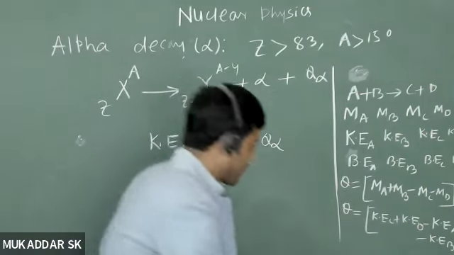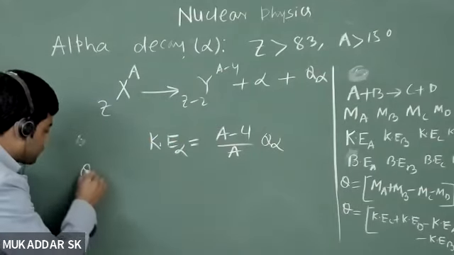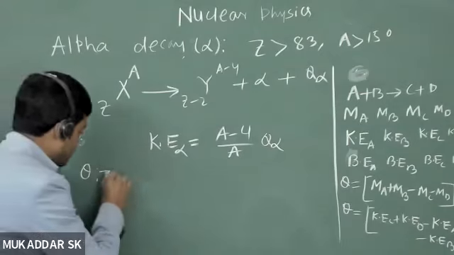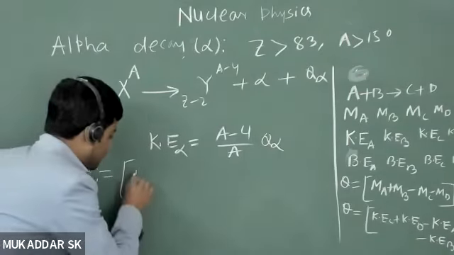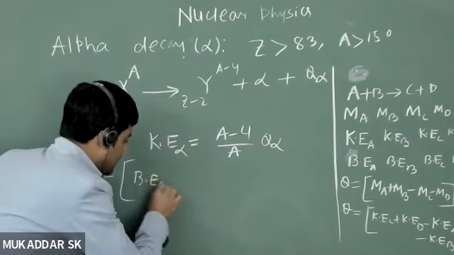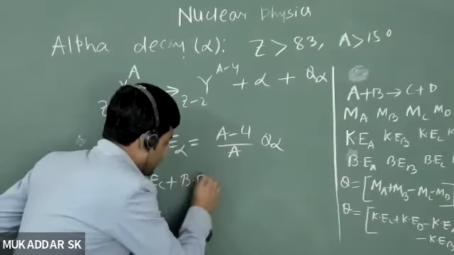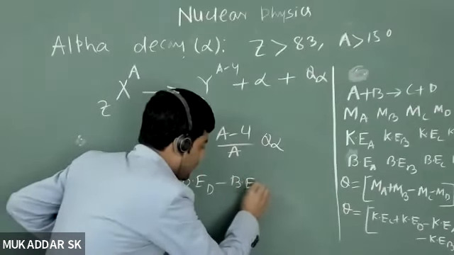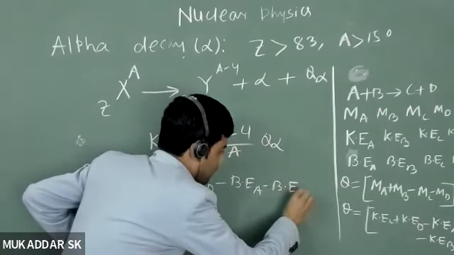And in terms of binding energy, the Q value is nothing but the binding energy of the products, that is the binding energy of C nucleus plus the binding energy of D nucleus, minus the binding energy of A nucleus minus the binding energy of B nucleus.